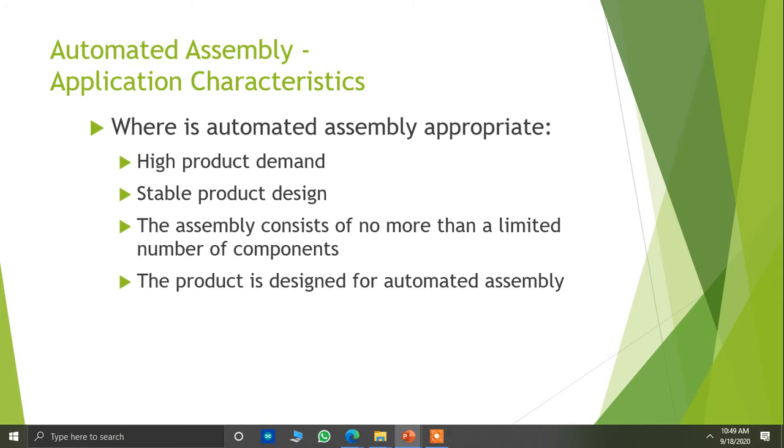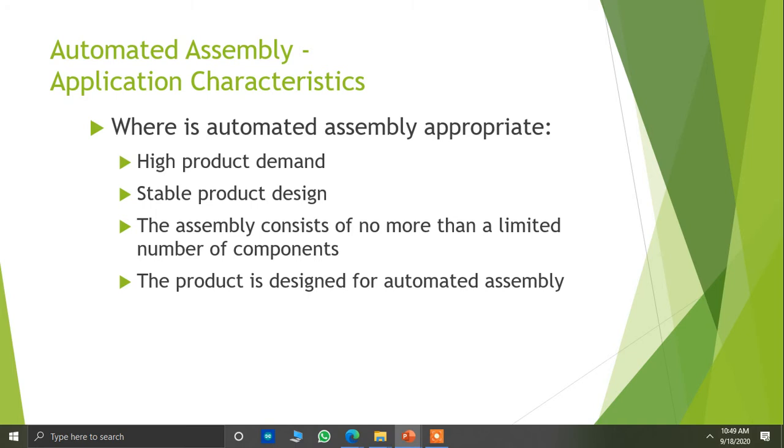And they have a stable product design. Milk packets are also good examples. Here you can automate a lot. You can have automatic packet filling, automatic milk packet filling. And even rice bags are fully automated.